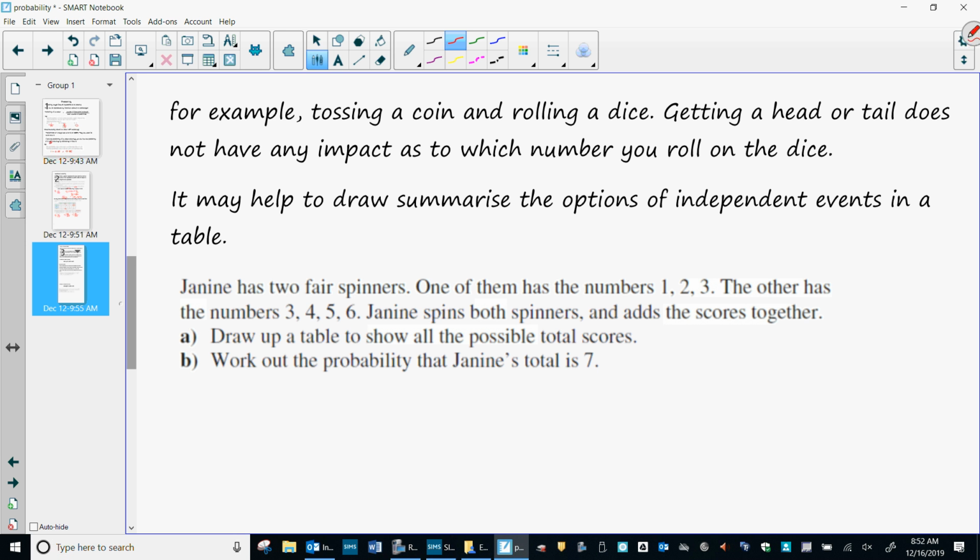Or summarise the options of independent events in a table. Okay, so Janine has two fair spinners. One of them has numbers 1, 2, 3. I think I want to say draw a table.